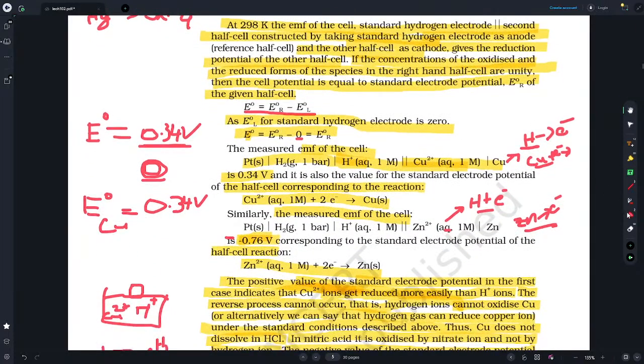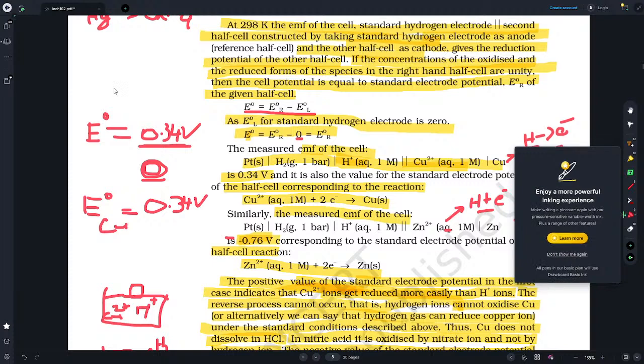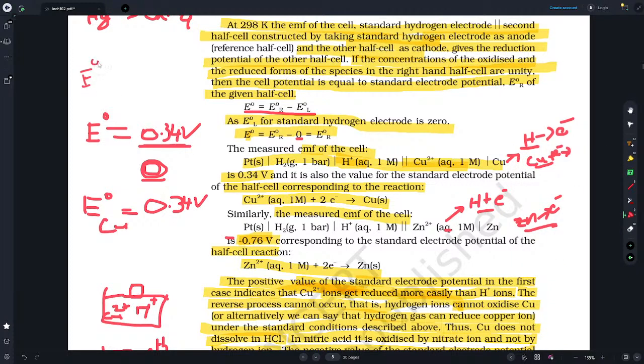And the standard electrode potential is always taken when the oxidation and reduction concentrations are in unity, are equal. Standard is represented by this E naught. E naught means it is standard, meaning the oxidation and reduction couples' concentrations are in unity.